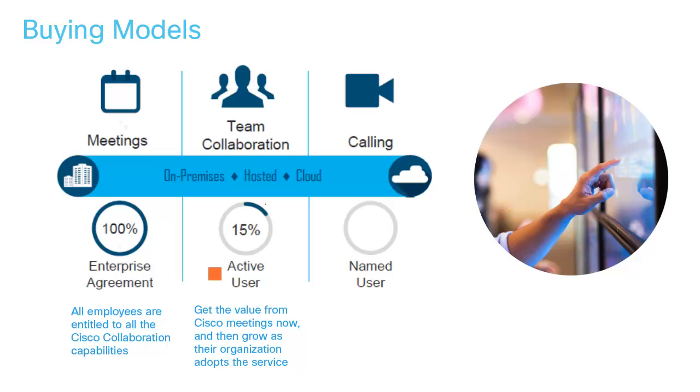We have also introduced the named user model for meetings and calling. This model is more focused at the transactional level. That is, a customer can start with giving a department, or even one subscriber, the availability of Cisco meeting and/or calling.